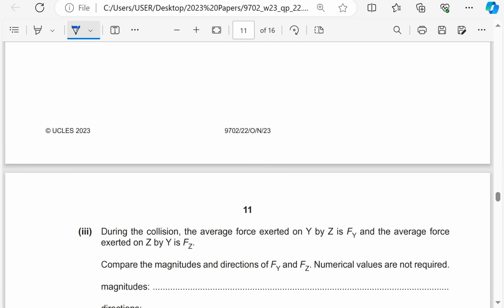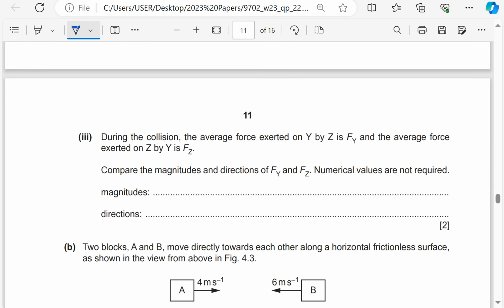During the collision, the average force exerted on y by z is Fy, and the average force exerted on z by y is Fz. Compare the magnitudes and directions of Fy and Fz. Remember, by Newton's third law, the forces are equal but opposite. So the magnitudes are automatically equal by Newton's third law, but the directions are opposite, as simple as that. Equal but opposite.